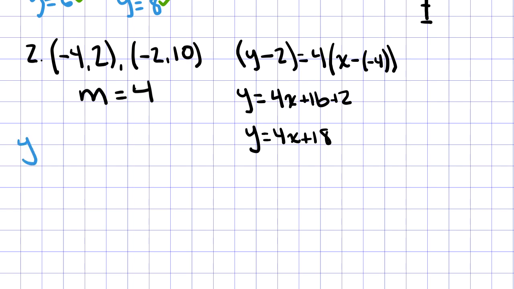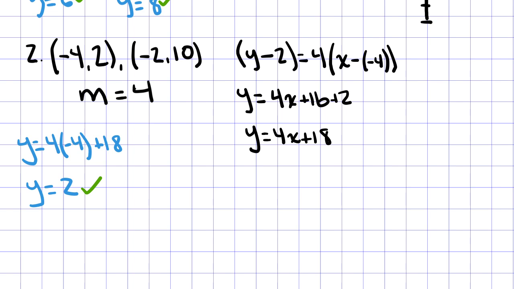So we have y equals 4 times negative 4 plus 18. 4 times negative 4 is negative 16 plus 18 is 2. So y equals 2. And give it the green check.